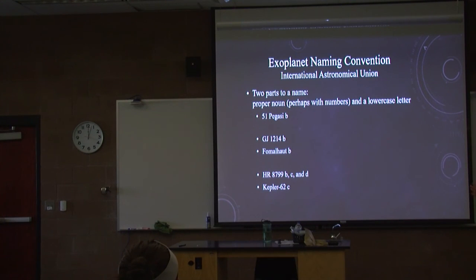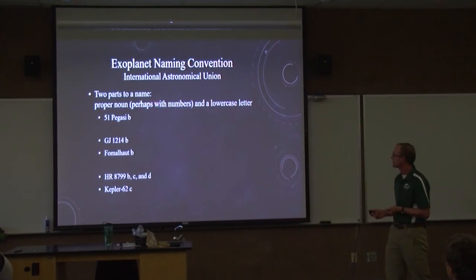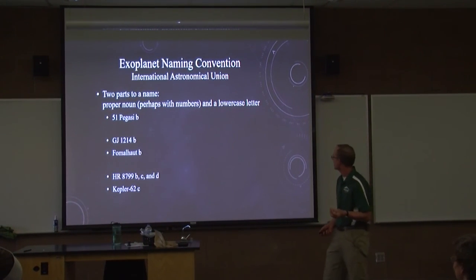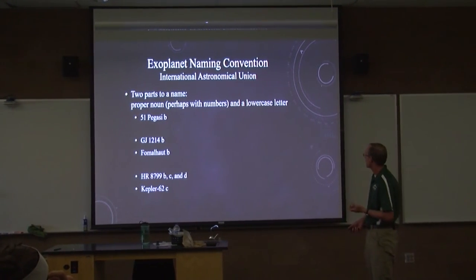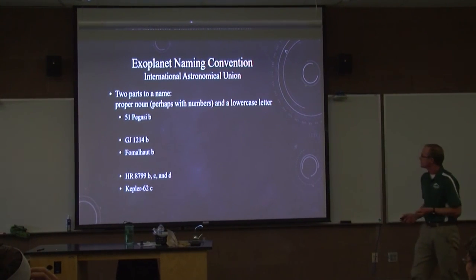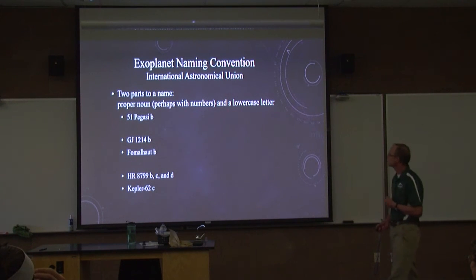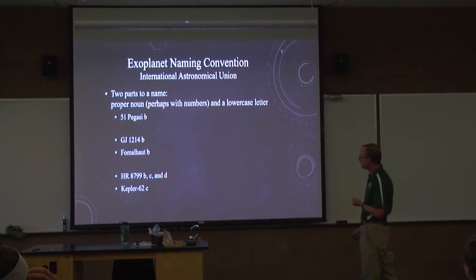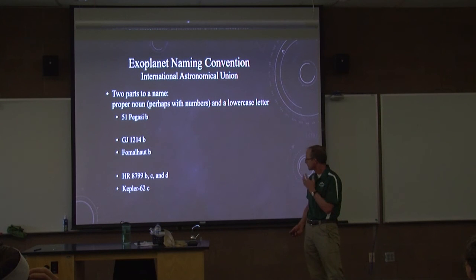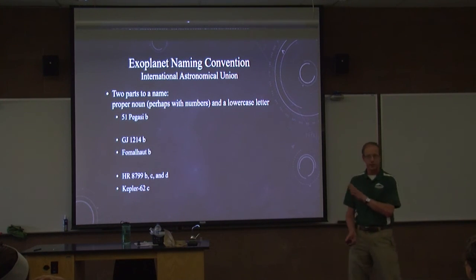For my purposes here today, we're primarily going to restrict our discussion to two parts of a name. One is a proper noun, and perhaps there's some letters or numbers thrown in there. The other part is a lowercase letter. For the first part, the proper noun, I've listed several different exoplanets here. We have 51 Pegasi b, GJ1214b, Fomalhaut b, HR8799b, Kepler-62. Those are all the proper noun pieces on the front end of that.